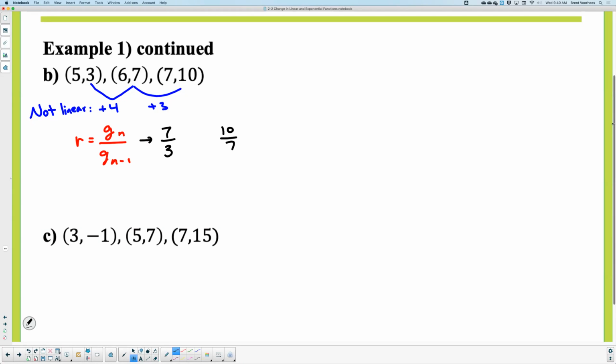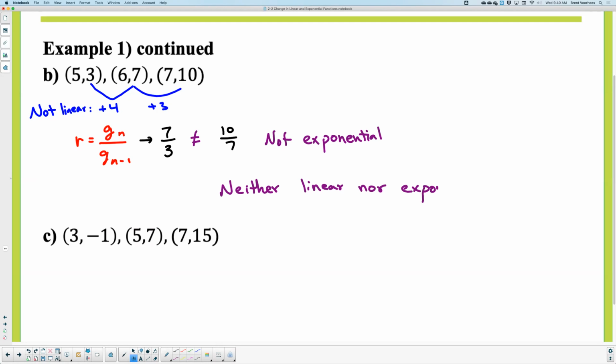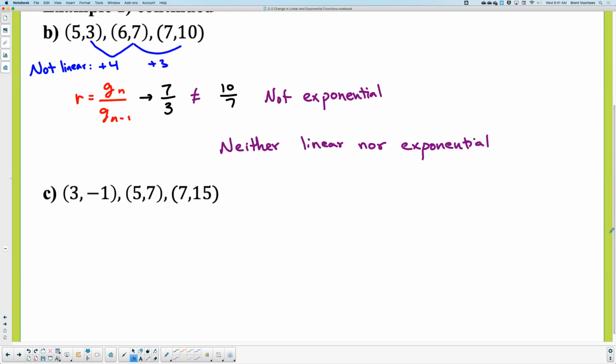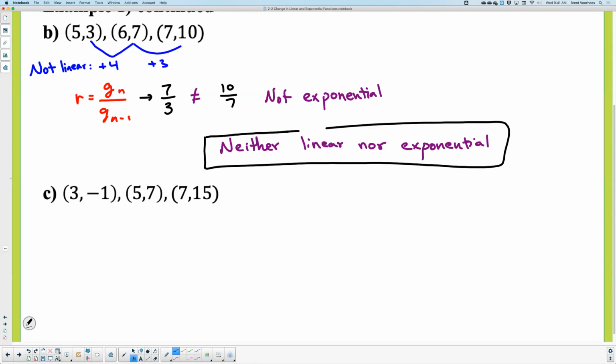So if these are not equal, what have we established? It's not a geometric sequence. Sorry, for today's words, not exponential. So this is neither linear nor exponential. There would be no equation. Well, there are different types of sequences, different types of functions, but today what we're focusing on is linear and exponential.